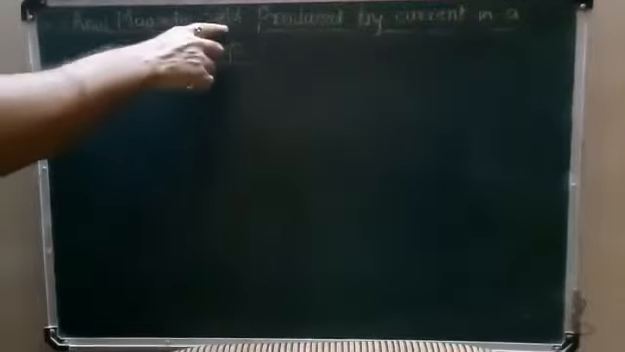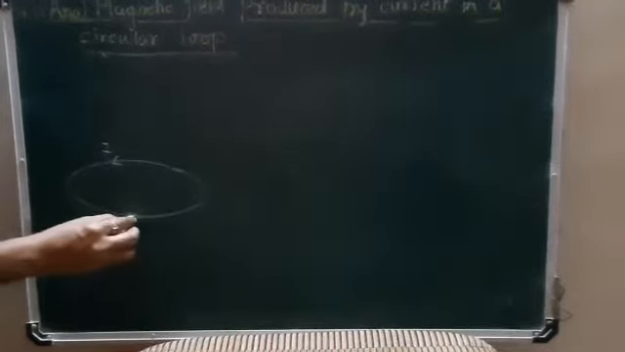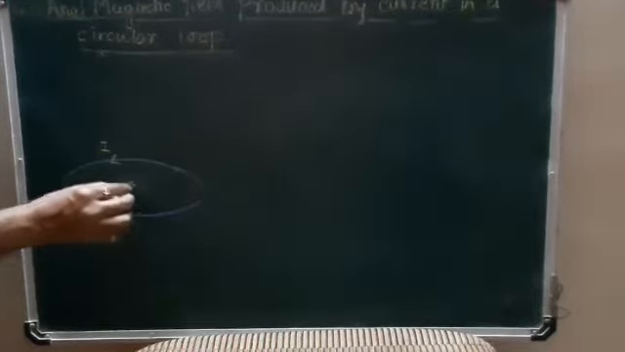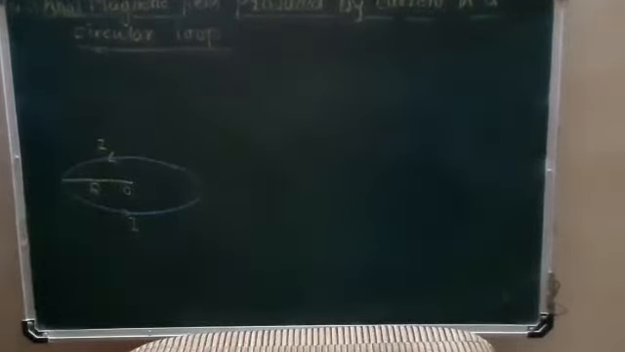Determine the axial magnetic field produced by a current in a circular loop. For this, we have to consider a circular loop. Through this circular loop, a current I is flowing. Let O be the center of this circular loop and capital R be the radius of it.